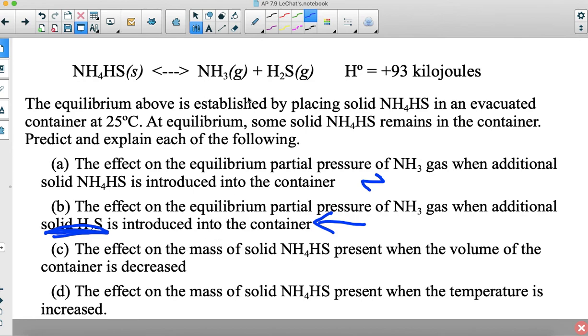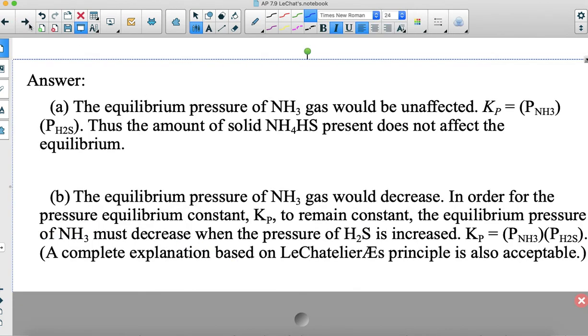Okay, let's see what our next one was. The effect on the amount of product when the volume of the container is decreased. Okay, this has 2 gas particles on the product side and 0 gas particles on the reactant side. If we increase the pressure, it's going to want to go to the side with less gas. In that case, this is the reactants. So my prediction is that once again, it's going to go backwards. Okay, let's see what they say.